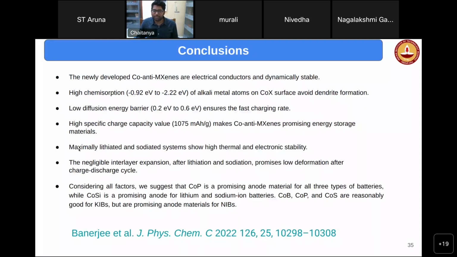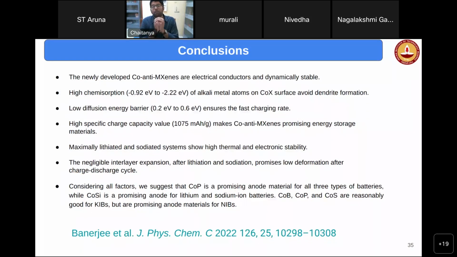Similarly, for the maximally lithiated and sodiated structures, we checked their high thermal stability as well as the electronic stability. The negligible interlayer expansion after lithiation and sodiation suggests that the deformation after many charge and discharge cycles will be very less. So considering all of this, we can suggest that cobalt phosphide is good for lithium and cobalt sulfide for sodium, etc. So that's the major message I wanted to give you.